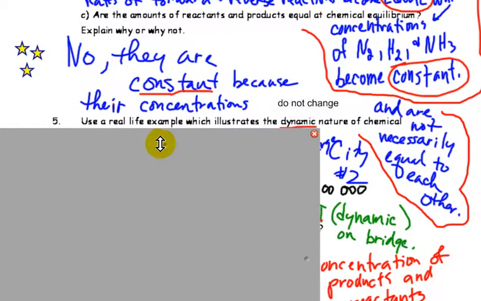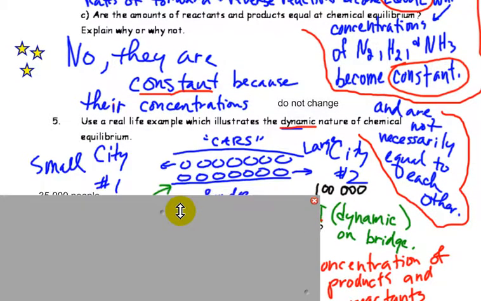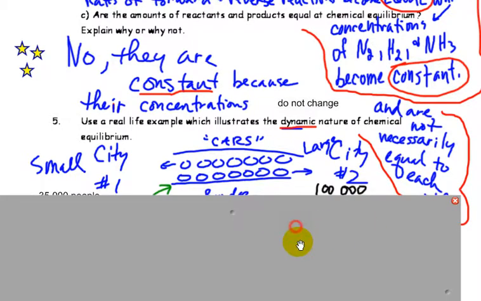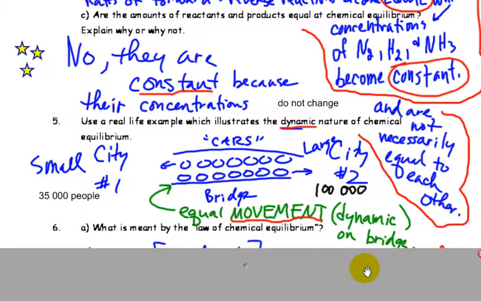So we used the water in the cylinders as an example. Another example we could talk about is 2 cities that are separated by a bridge. So if we have a small city on this side that has 35,000 people, and a large city on the other side, 100,000 people, we could say first thing in the morning, people commute to work. The amount of people going from left to right is equal to the amount going from right to left. So this is the equal part.